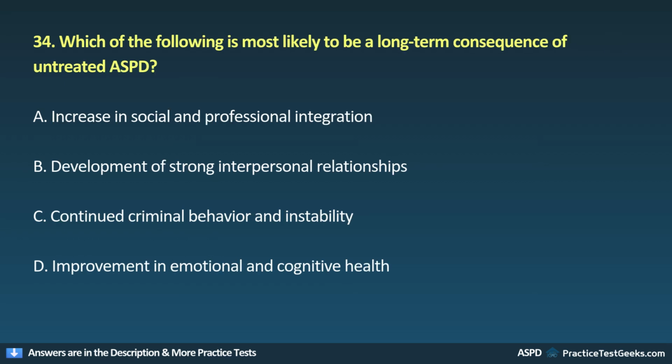34. Which of the following is most likely to be a long-term consequence of untreated ASPD? A. Increase in social and professional integration. B. Development of strong interpersonal relationships. C. Continued criminal behavior and instability. D. Improvement in emotional and cognitive health.